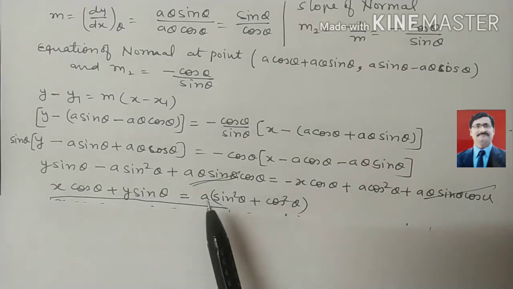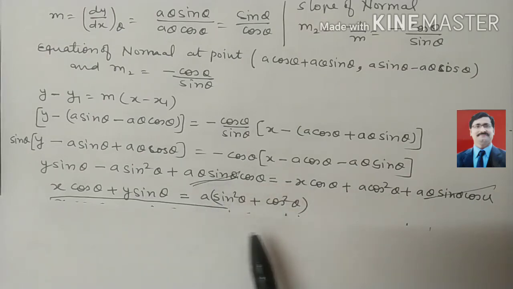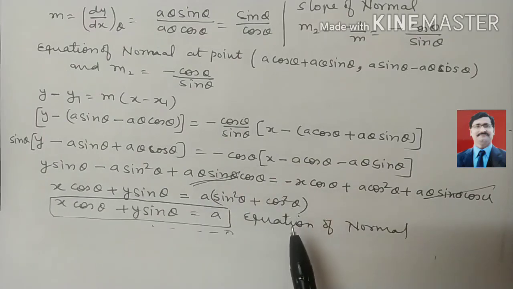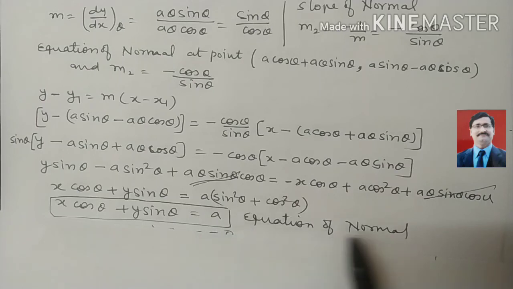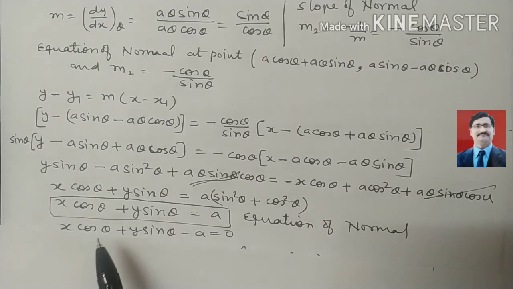So we get a times sin square theta plus cos square theta. This value we already know is 1. So we get x cos theta plus y sin theta equal to a. This is the equation of normal. Now we have to find the perpendicular distance. For this we transfer a to the left hand side. So we get x cos theta plus y sin theta minus a equal to 0.